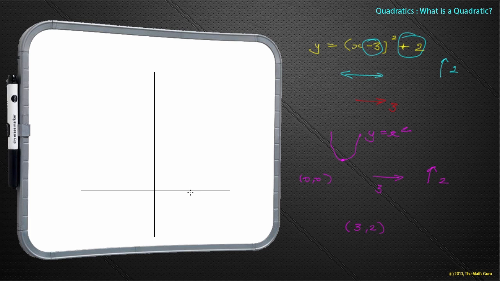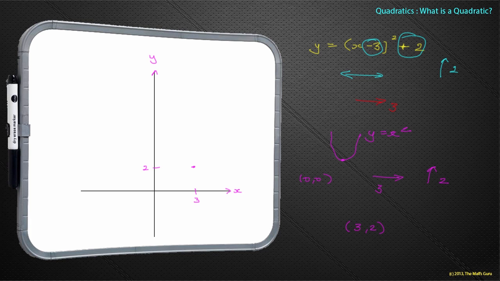So I can now go along to my x's. Let's pretend that's 3, and there's 2, and I now know that my new minimum point is going to be here. Well, can I find out anything else? Because maybe I would need to know where it crosses my y-axis.